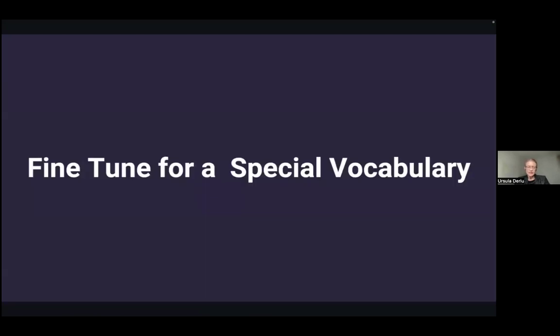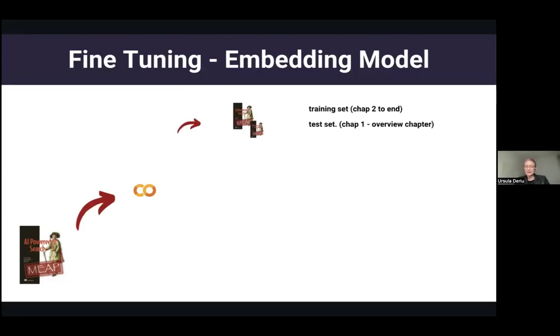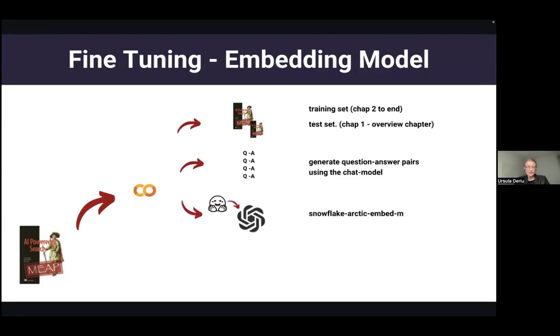In order to teach StudyBuddy a specific vocabulary, I fine-tuned a model. I decided to tune for the field of information retrieval. The book AI-Powered Search by Trey Granger contains the vocabulary of both modern and classical information retrieval. I uploaded it to Google Colab, built a test and a training set, generated question-answer pairs. Then I downloaded a good embedding model, and these were the ingredients for fine-tuning with Llama Index. I pushed the fine-tuned model back to Hugging Face.